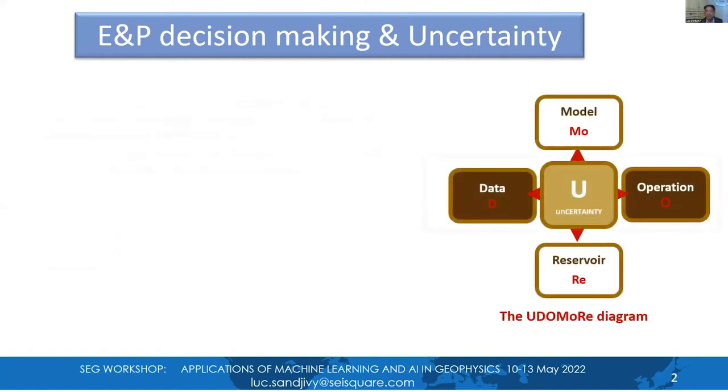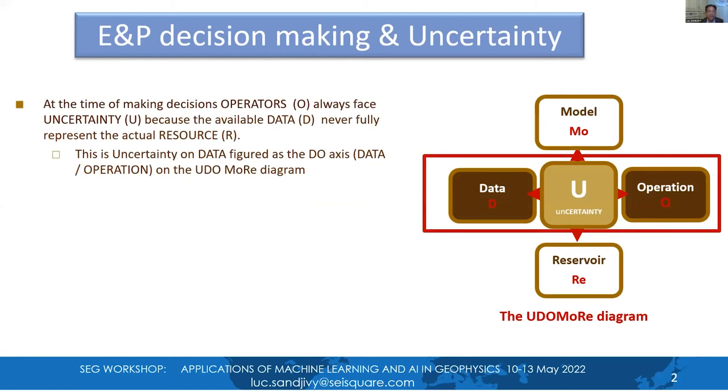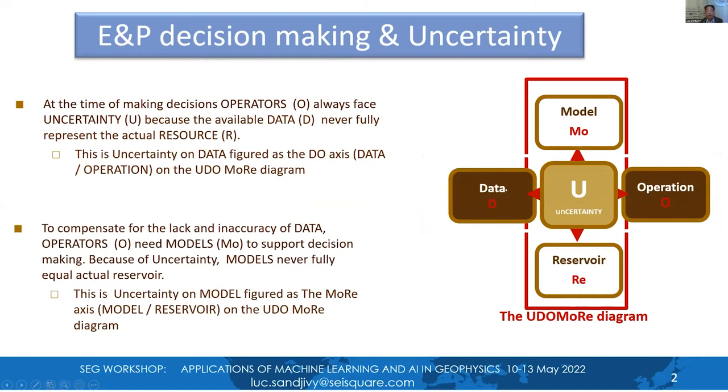This is what I call the UDMO diagram. It goes like this. At the time of making decisions, operators always face uncertainty because the data they have to answer the question never fully represent the actual full reservoir resource. This is what I call uncertainty on data, figured as the data axis on this diagram. To compensate for the lack of, or inaccuracy of, data, operators need models to support decision-making. And because again of uncertainty, the model will never equal exactly the reality. This is the uncertainty on model, figured as the model axis on the UDMO diagram.